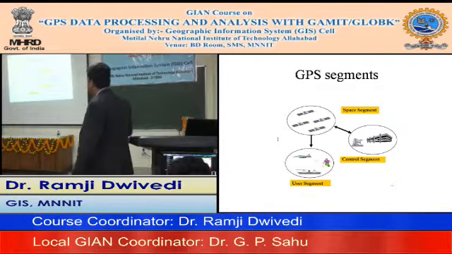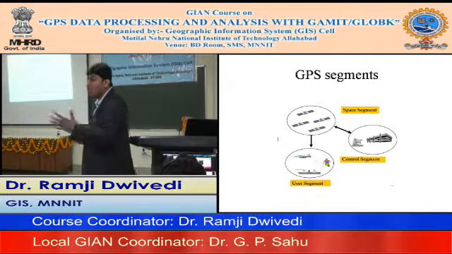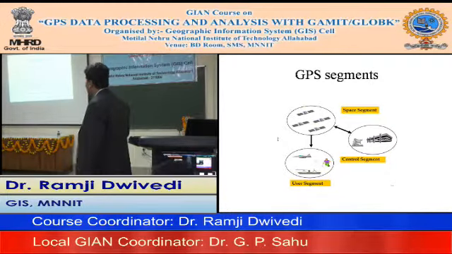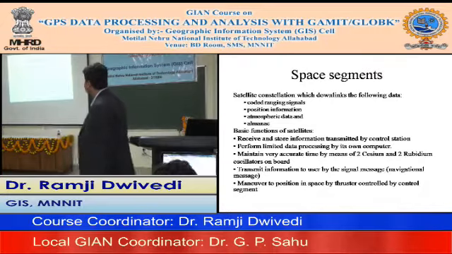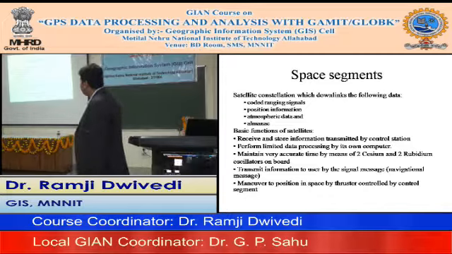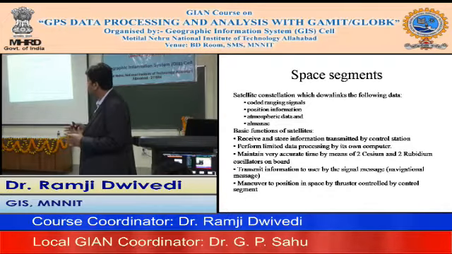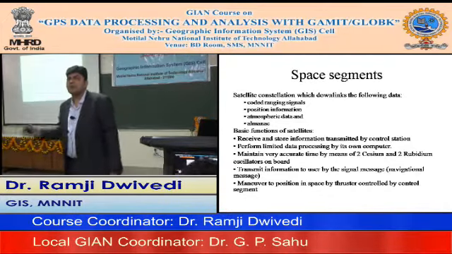So the space segment is nothing but the satellite constellation which downlinks the data, which is coded ranging signal, position information of its position in the orbits in terms of certain parameters, not directly the position, atmospheric data in the space, and almanac also. One by one we'll explain these components in the slides which are coming in the next few days.